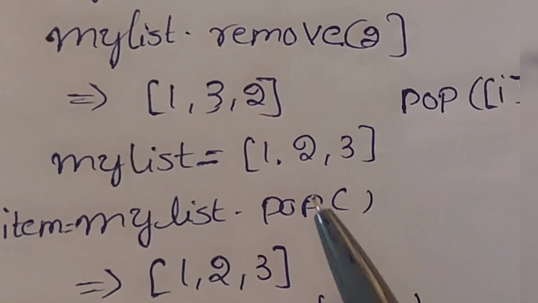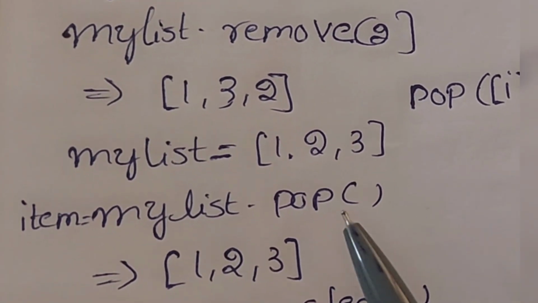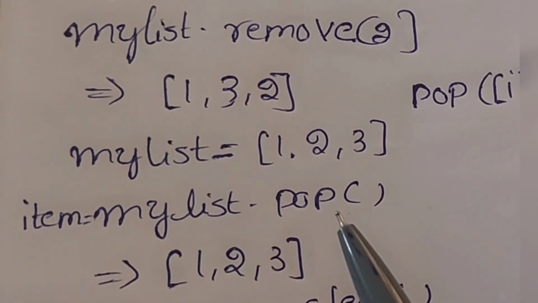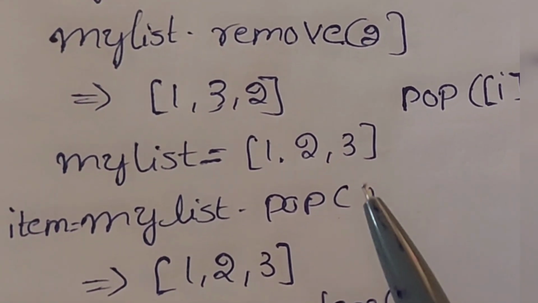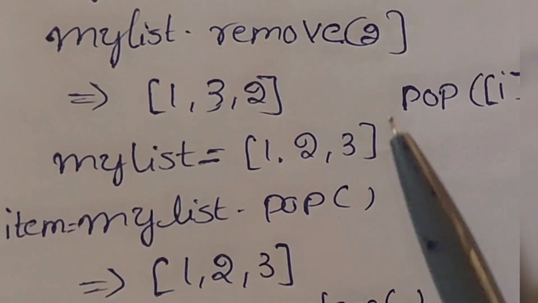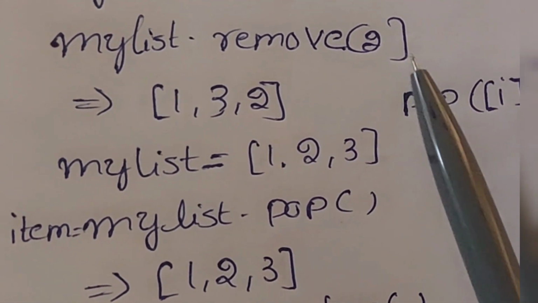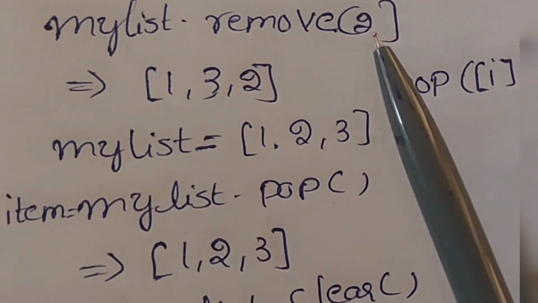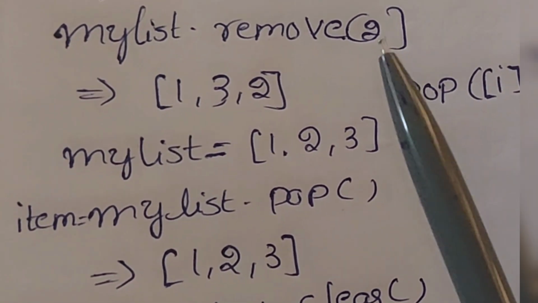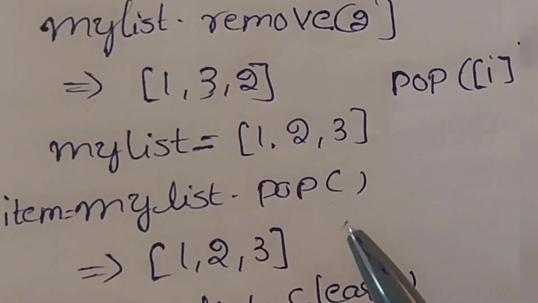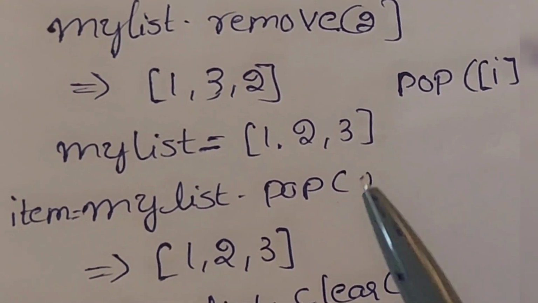And the next method which we are going to learn is pop. This pop method is helpful for removing the element from a list. So another most important interview question is, what is the difference between remove and pop? So remove is helpful for removing the particular element. So whatever the element we want to remove, we can mention it within the brackets. Whereas the pop is helpful for removing the element at that particular index.